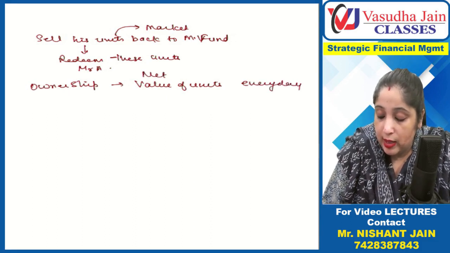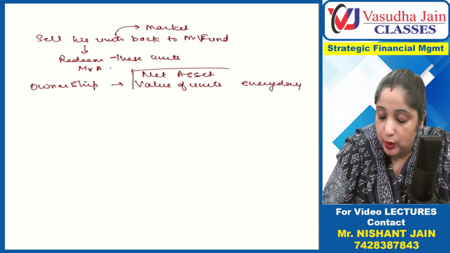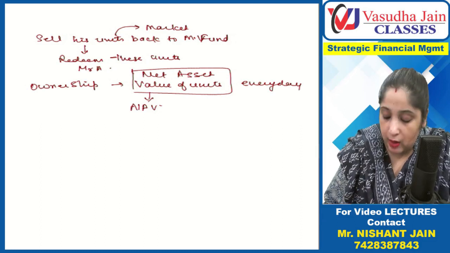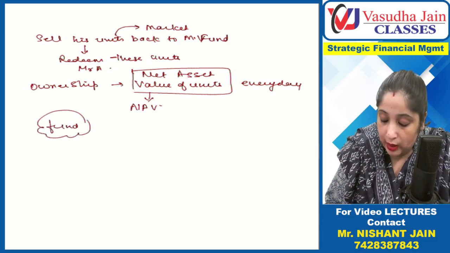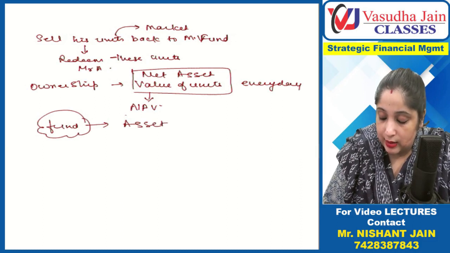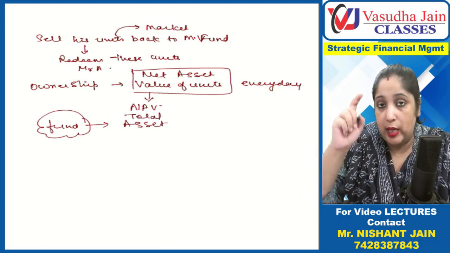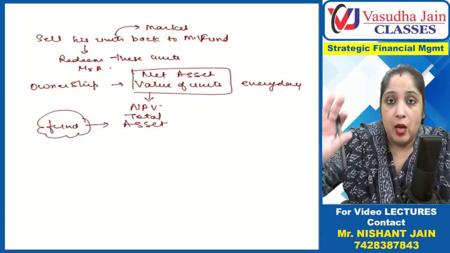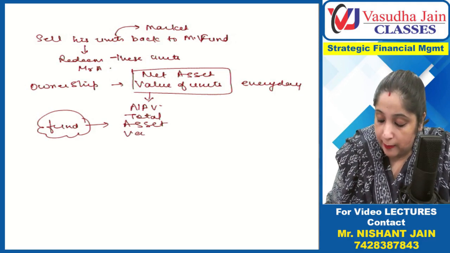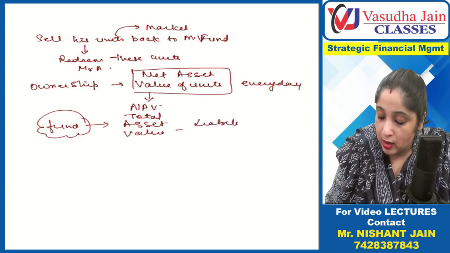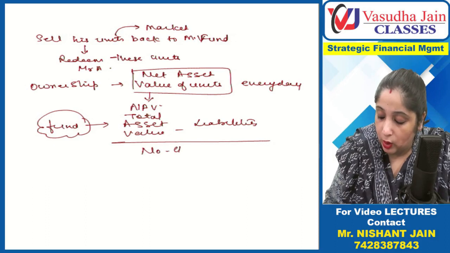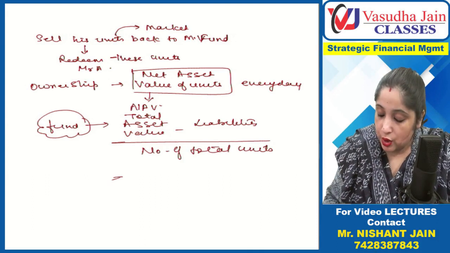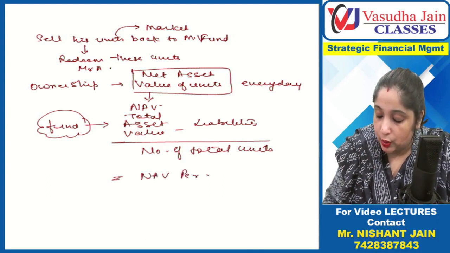This value is called net asset value of units, which we have to learn how it is computed. Net asset value is very simple. In general, it is whatever the fund's total assets are on the date you are computing, as if today the whole mutual fund is going to be wound up, then the asset value on that day less any liabilities, divided by the total number of units issued to the investors. So you get net asset value per unit.